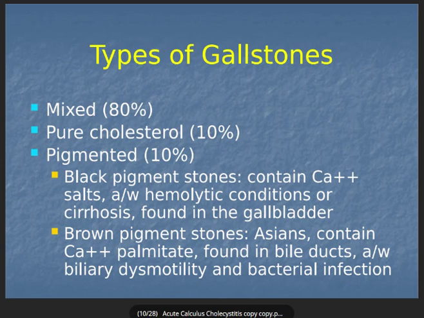There is a brown pigment stone, brown in color. We don't have it in our area or in the south. It is found in East Asia, and it's usually because they have the pigment and they have a certain type of bacterial infection on top of it, giving it this brown pigmentation. So you will not see it here unless someone comes from abroad, from there, and then you can see it.